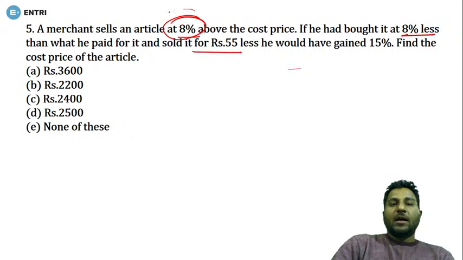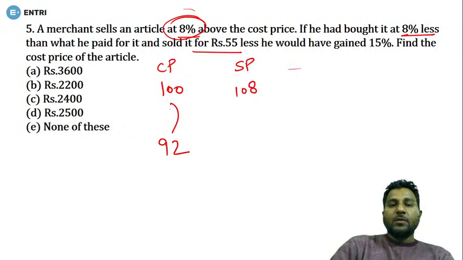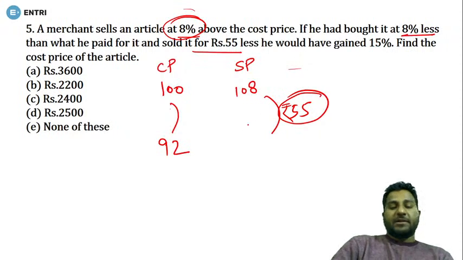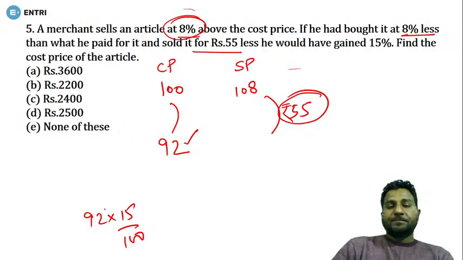A merchant sells an article at 8% above the cost price. That means the profit would be 8%. Let's say the original cost price was 100. So the new selling price would be 108. If he had bought it at 8% less, that means at 92, and sold it 55 rupees less, he would have gained 15%. Now this 15% will be on 92, not 100.